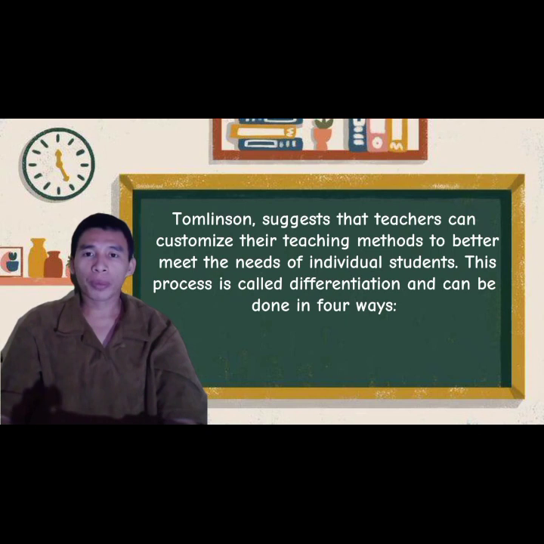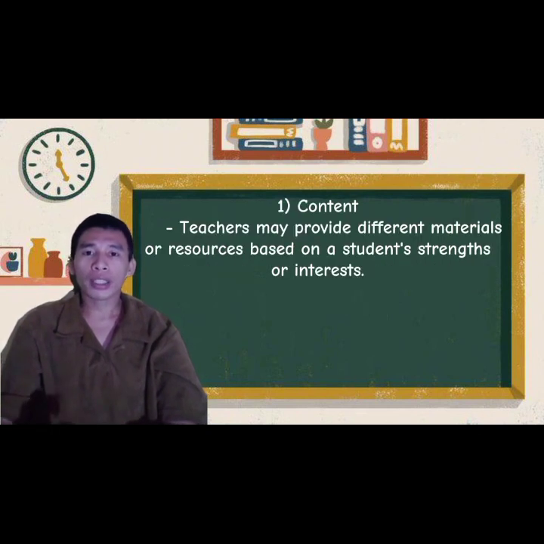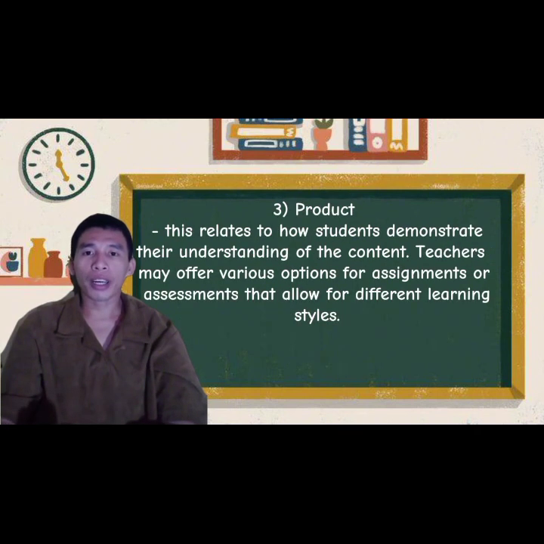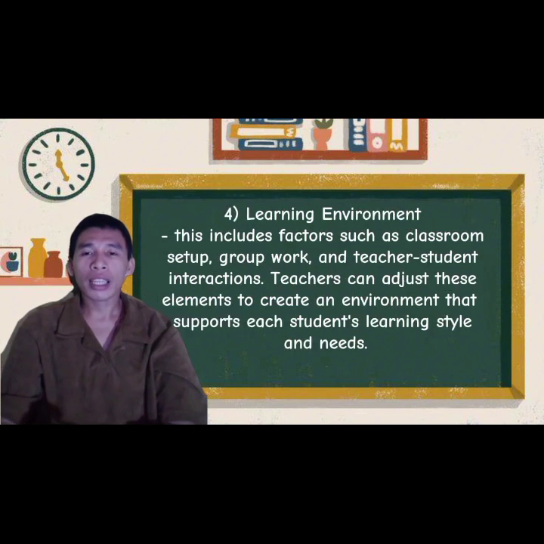This process is called differentiation and can be done in four ways. Number one is content. This refers to what is being taught or learned. Number two is process. This involves how content is being taught. Number three is product. This relates to how students demonstrate their own understanding of the content. Lastly is learning environment. This includes factors such as classroom setup, group work, and teacher-student interaction.